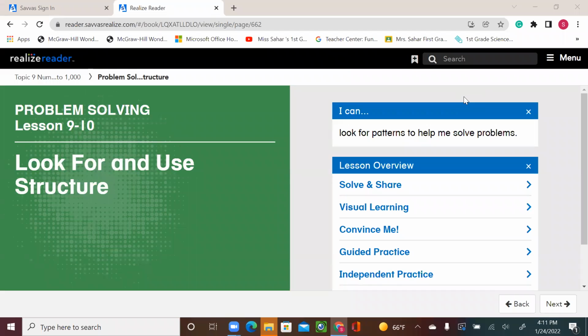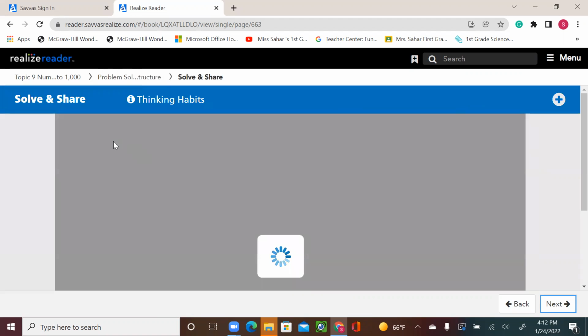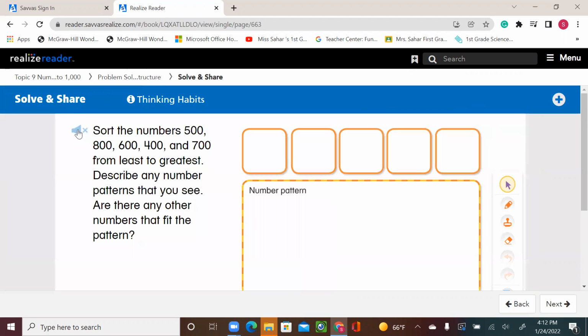Hello, second graders. Welcome to another lesson in topic 9. This is lesson 10. This will be the last lesson for this topic, topic 9. So in your book, please open page 413 and let's see what we have. Look and use structure. Sort the numbers 500, 800, 600, 400, and 700 from least to greatest. Describe any number patterns that you see. Are there any other numbers that fit the pattern?